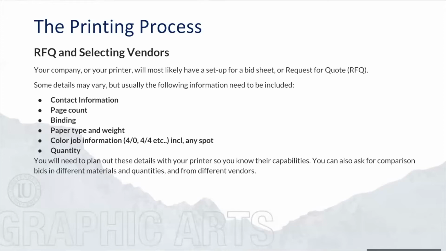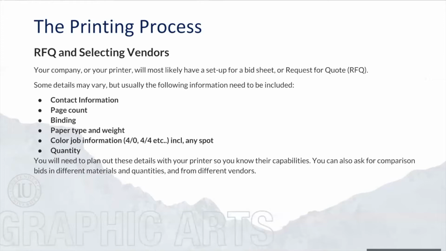What is the color? Is it a 4/0, which means one side 4 color, nothing on side 2, or a 4/4, 4 colors, CMYK, on side 1, CMYK on side 2? Are there any spot colors? What is the quantity? Are they running a menu that they think they're just going to keep running, so they want 1,000 of them? Or is this a menu just for the summer season and maybe they want 200? And if they need more, they'll order more.